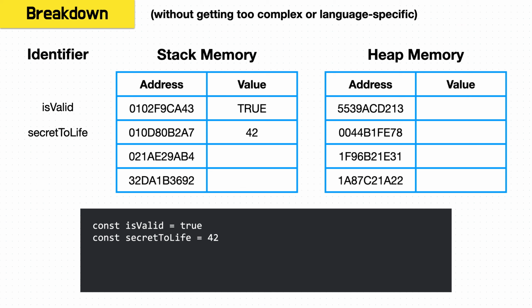Pointers are a fundamental concept in computer science, and it's how we deal with items that we store in memory. Let's imagine this is how our computer's memory looks. We have memory in the stack, and we have memory for the heap. For this high-level example, we're just going to assume that primitives are declared on the stack, and then we store non-primitives like objects in the heap. So if we declare the two variables isValid and secret to life, they're both primitives. So we create a memory address and then store their primitive value in the stack.